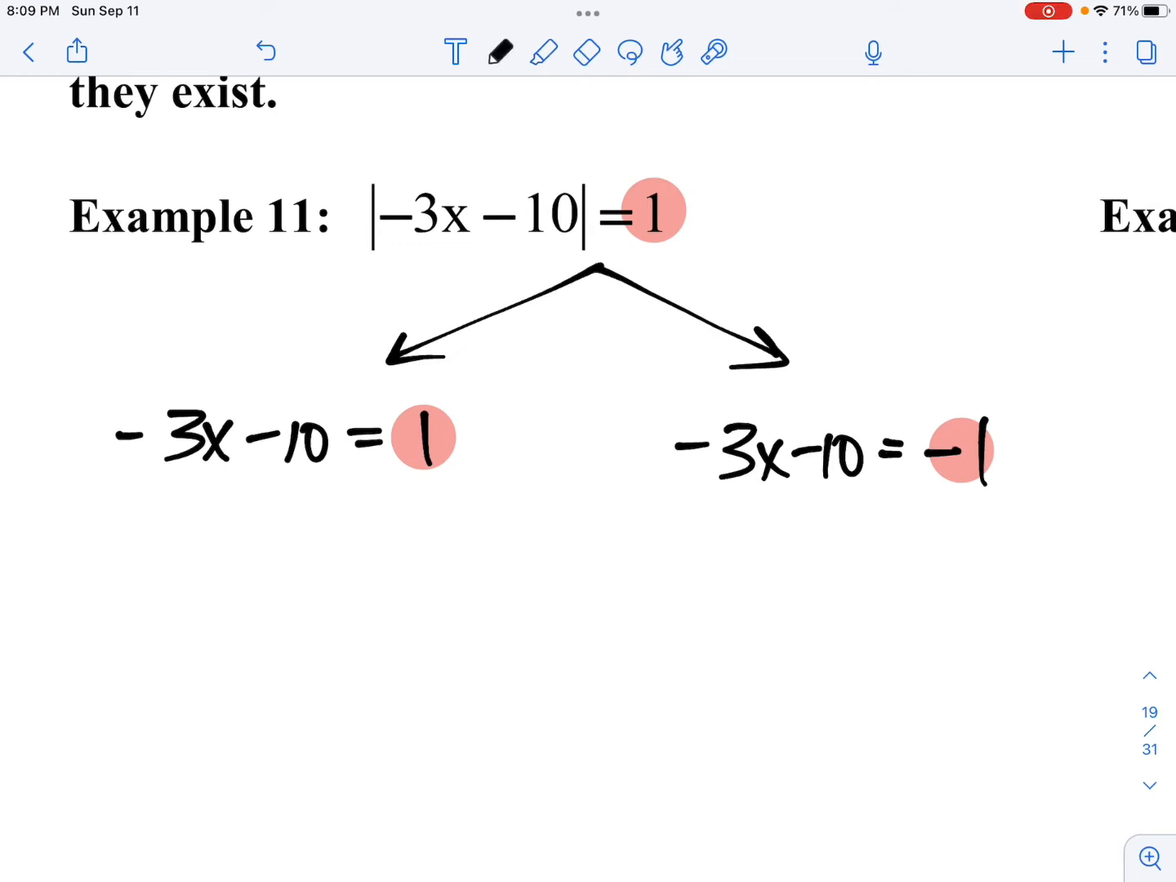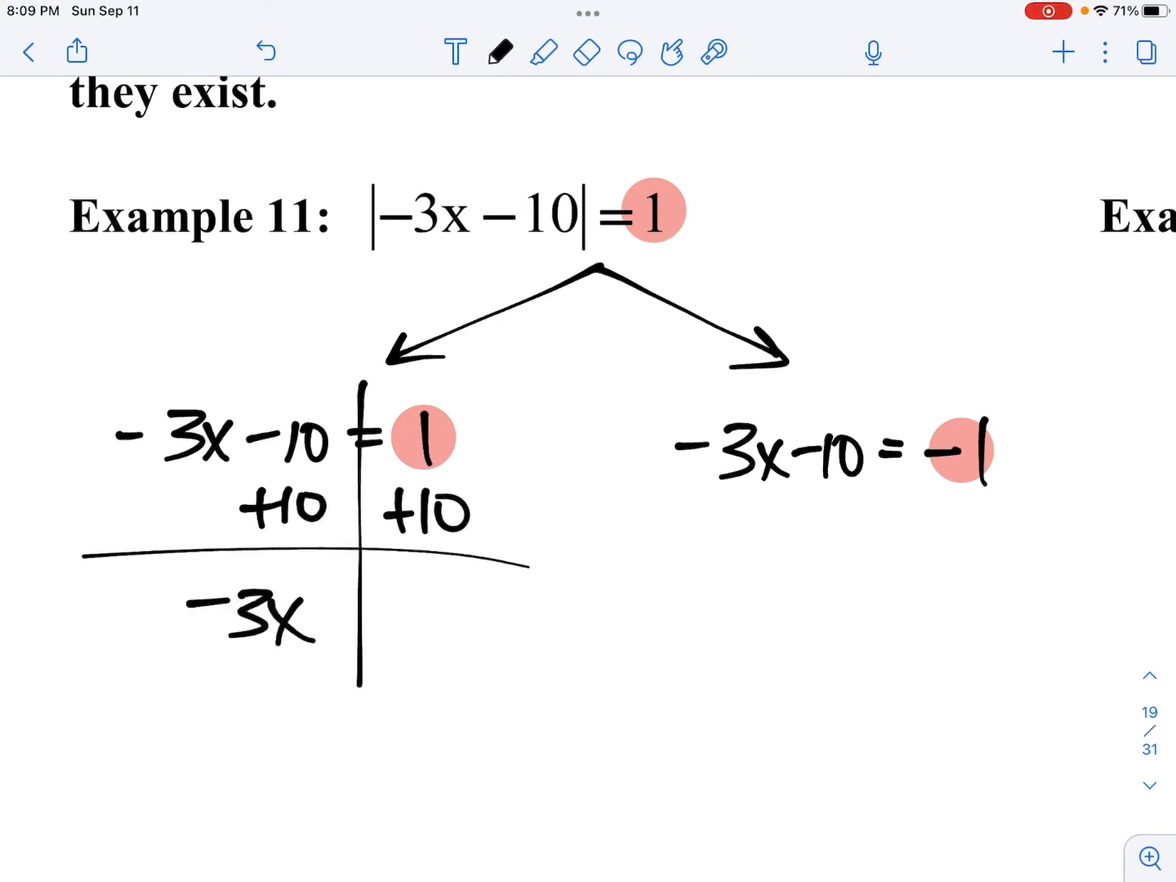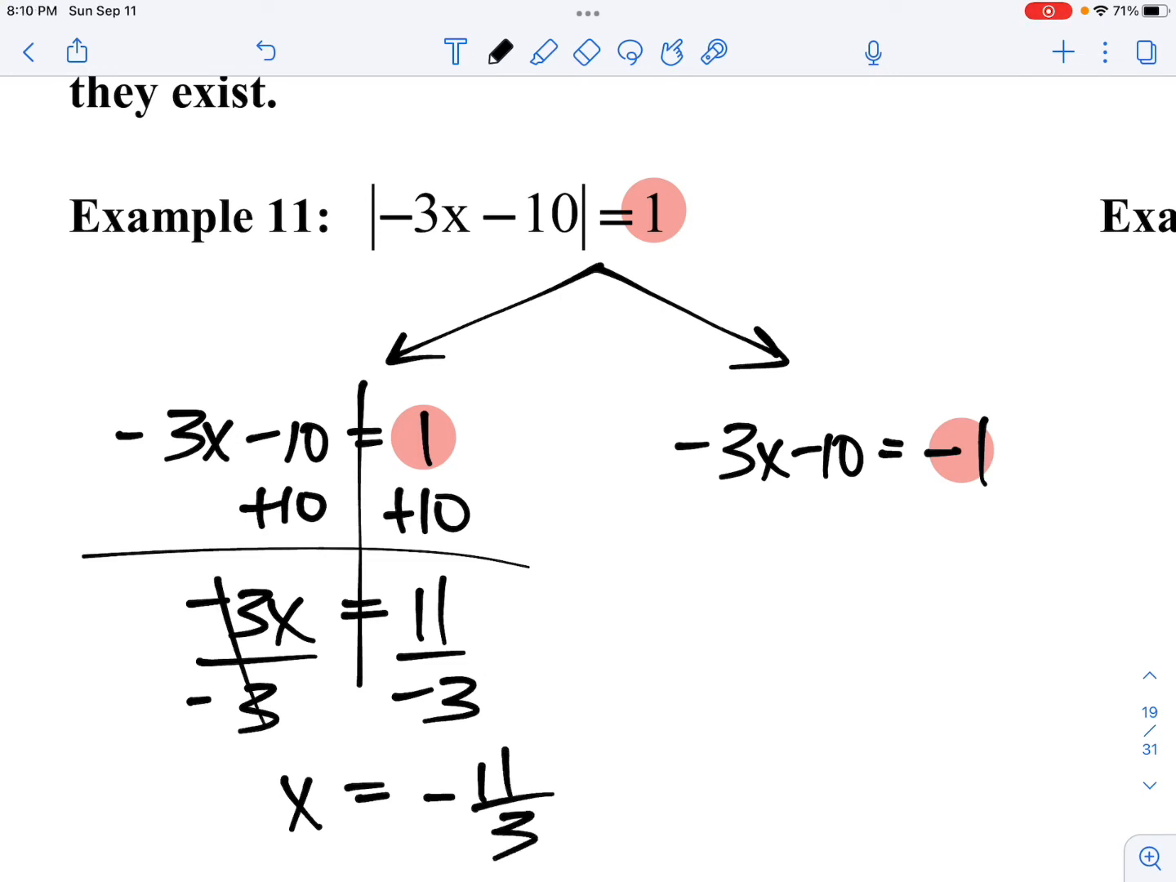I'm going to start with this one. I'm going to add 10. Here's my equals. I'm going to add 10. So I get -3x equals, when I do 1 plus 10, I get 11. Now I just have to divide both sides by -3. That cancels my 3's there. -11 over 3 doesn't reduce, so you can leave it like that. And that's one of my answers.